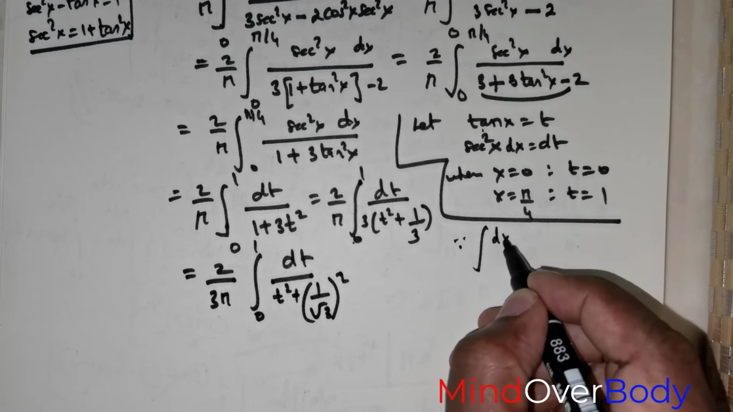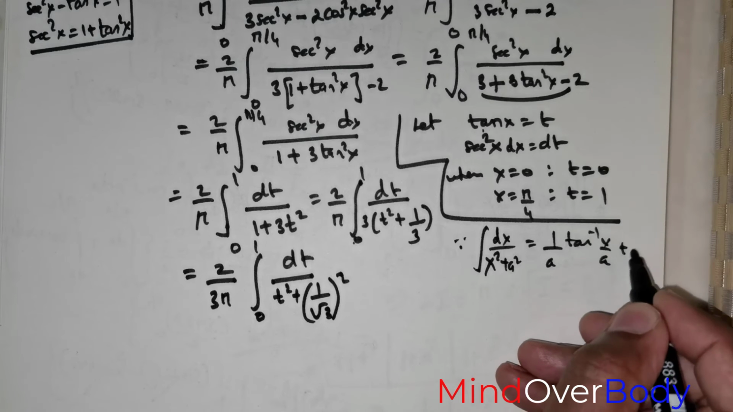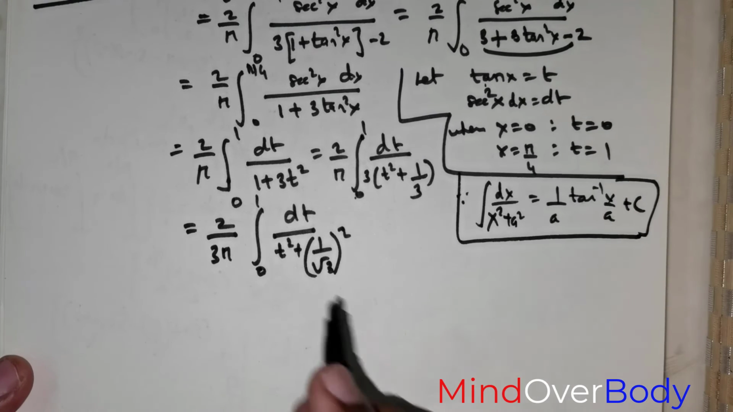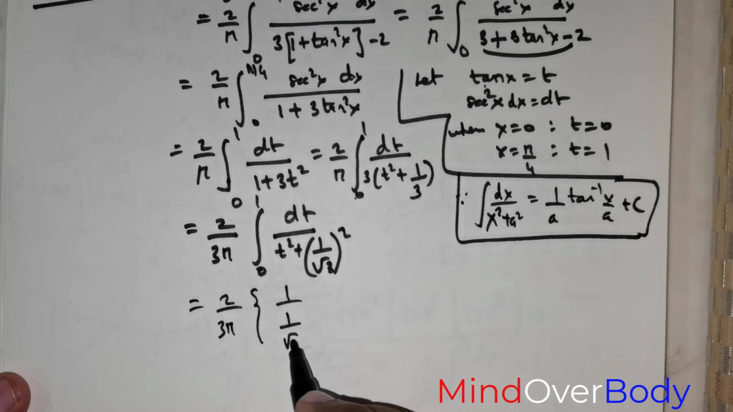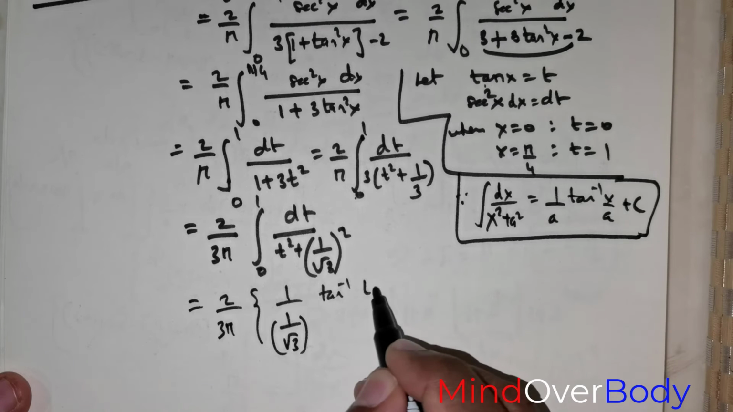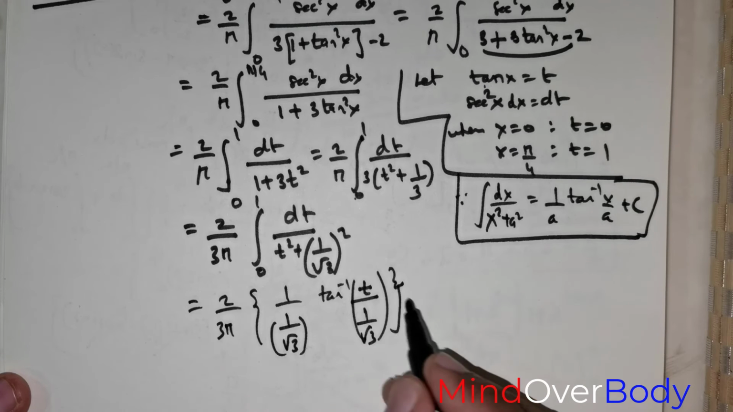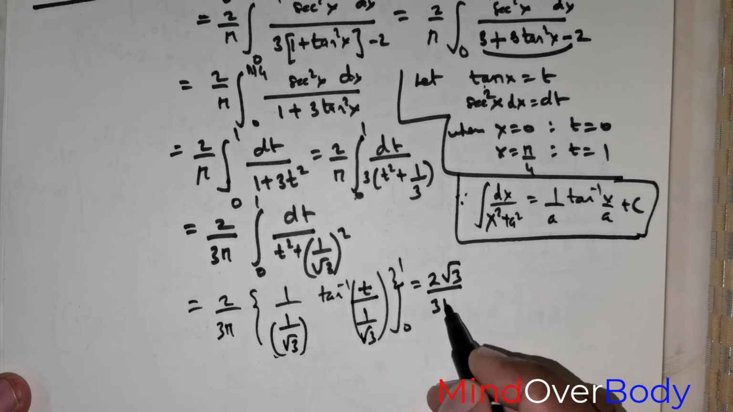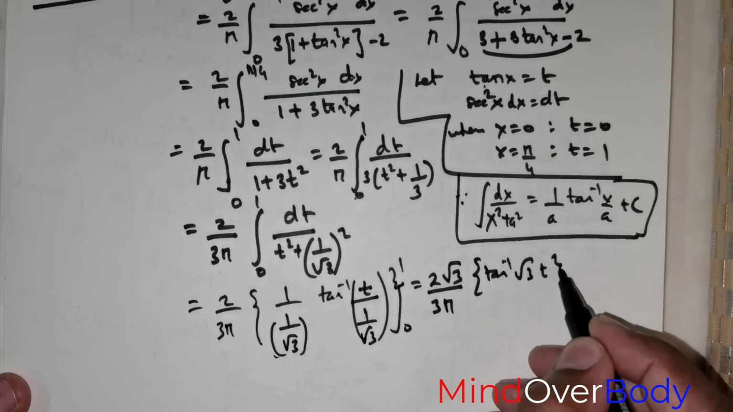Now we know that the integral of dx over x squared plus a squared is 1 over a times tan inverse of x over a plus c. So if I use this formula, this is going to be equal to 2 over 3 times pi, times 1 over a, times tan inverse of x over a. Of course the limits are 0 to 1. So I'm going to push this off to the numerator: 2 times root 3 divided by 3 times pi, times tan inverse of root 3 times t, limits 0 to 1.